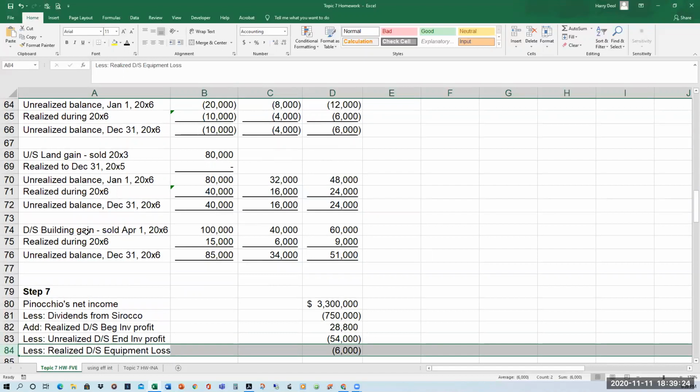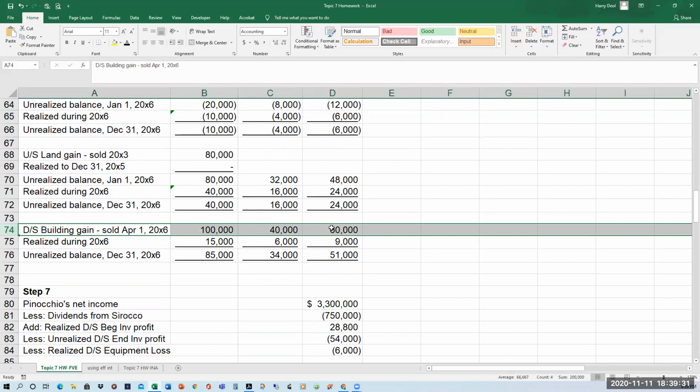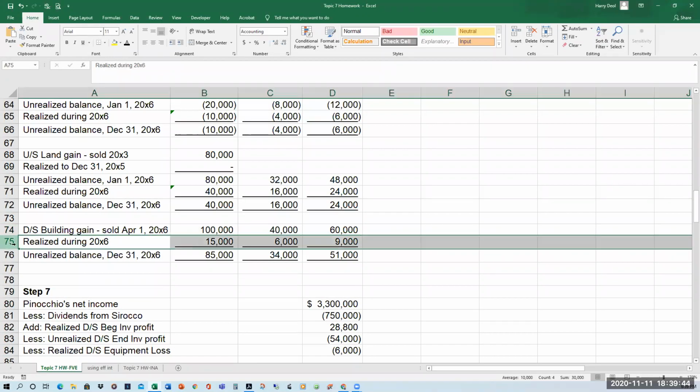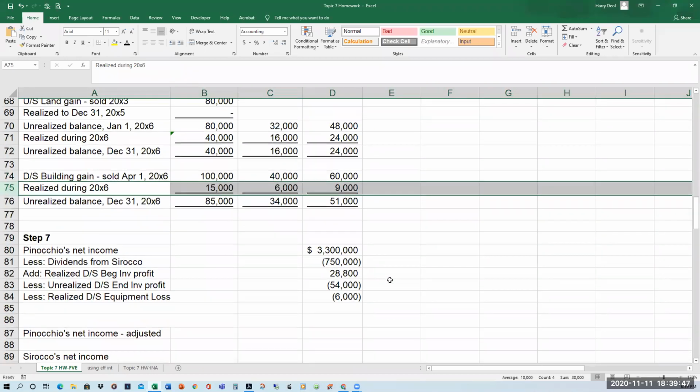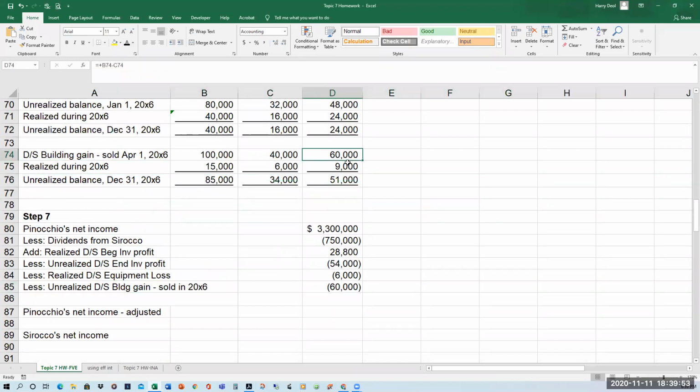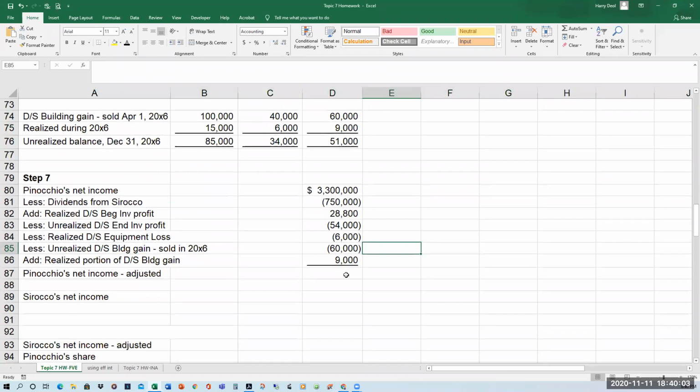And then with regards to the building, you have to pay attention here. The building sale occurred in the year 2006. So first of all, you need to hold back $60,000 of the intercompany gain recorded in the year 2006. And then you will add back $9,000 of the portion realized in the year 2006. For the building, there's going to be two adjustments. One, to hold back 100% of the gain, $60,000, and then add back the portion that got realized in the year 2006. So these adjustments added to the parent company's own net income number give us an adjusted net income amount for Pinocchio, $2,467,800.